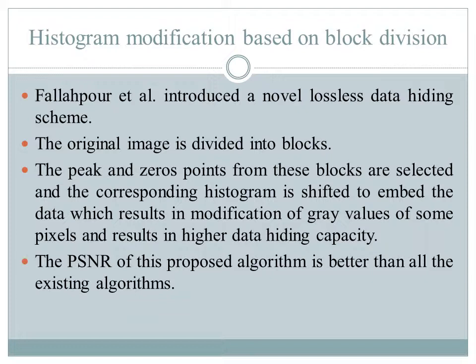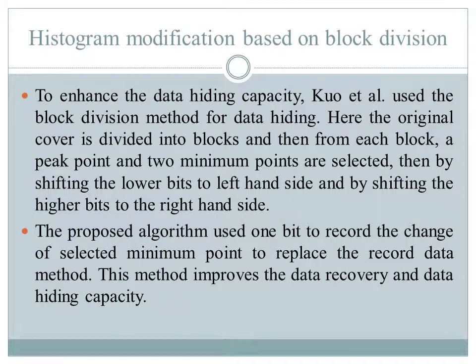The technique under histogram modification is on the basis of block division. A paper is proposed in which the original image is divided into blocks, and there are multiple pairs of peak and 0 points, and these points are shifted accordingly and the data embedding is done. The PSNR of this proposed algorithm is better than all the existing algorithms.